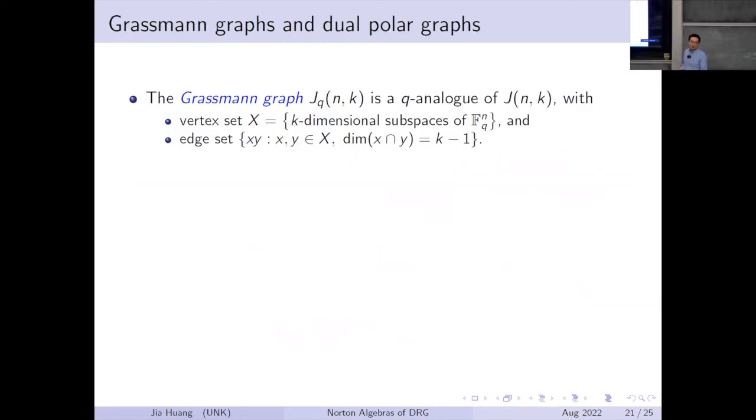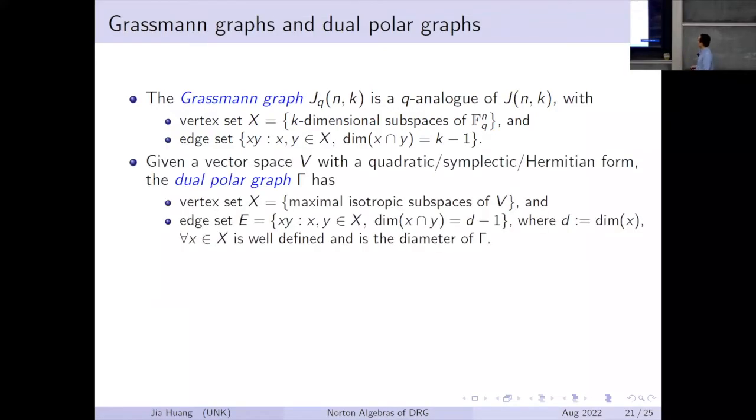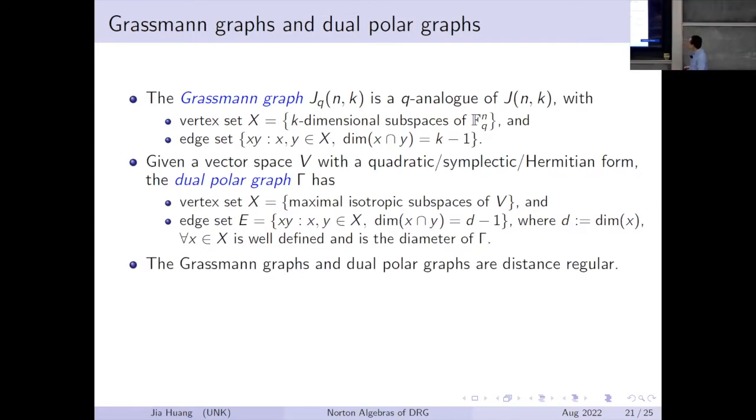And then the q-analog is the Grassmann graph, where instead of k-subsets, you look at k-dimensional subspaces of an n-dimensional vector space over F_q, and it will require the intersection of two spaces to have dimension one lower to have an edge between them. And you can also put some kind of form on the spaces, and you get dual polar graphs. Okay, let me not talk about the details too much here, but all these are distance regular graphs.